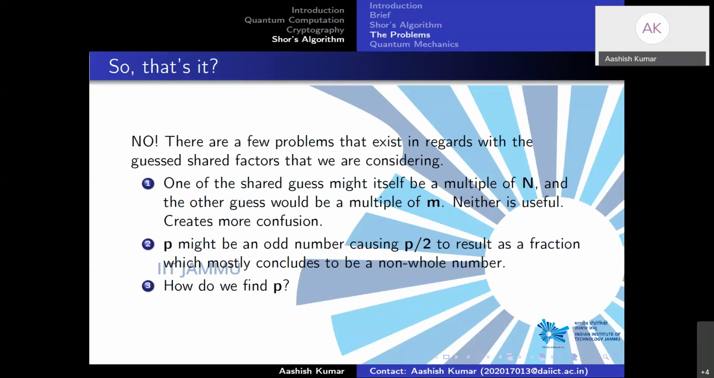And p might be an odd number, causing the p by 2 power result to be a fraction, which will most probably result in a non-whole number. But the numbers that we are using to encrypt messages are whole numbers. And the third and the most important problem is, how do we find p?